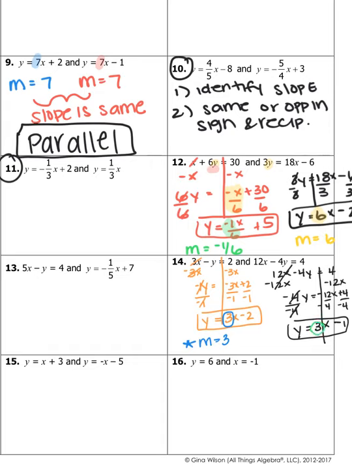My slope is also 3. So in this one, I got the same slope for both lines, which means these two lines have to be parallel. All right, go ahead and try number 15 on your own.